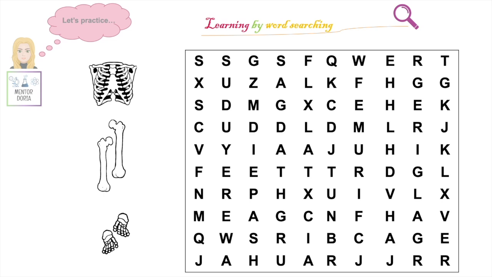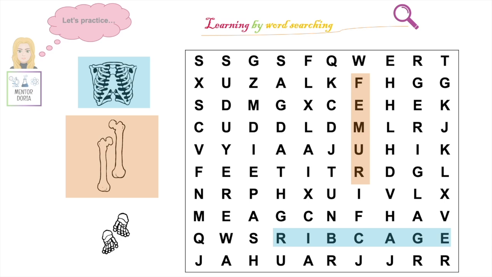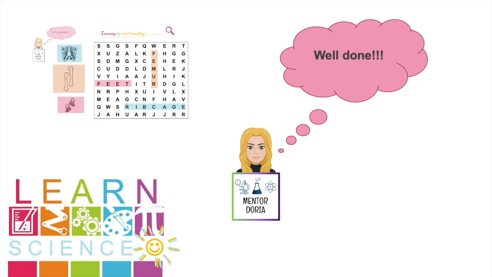Have you managed to do that? Great job, guys! Here we have the answers. This is the rib cage and the word was hiding here towards the bottom. This is a picture of the femur and the word could have been found here. And finally we have feet, which was hiding here. Great job, guys! That was quite a hard activity.